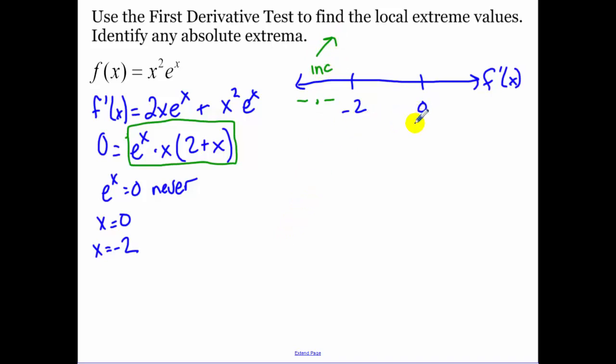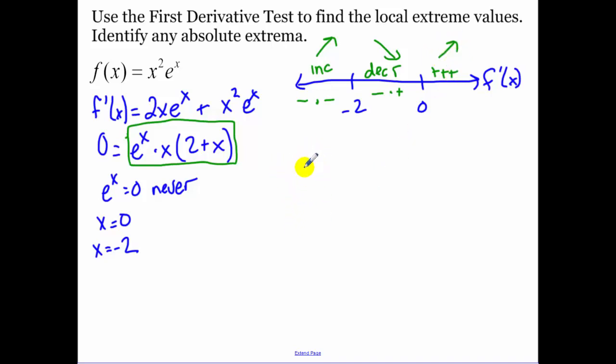Now from -2 to 0, plug in -1. The term that changes is this x plus 2 changes to being positive, so we would have a negative times a positive. That means I'm decreasing because the first derivative is negative, and then greater than 0, all those are going to be positive, so we are increasing.